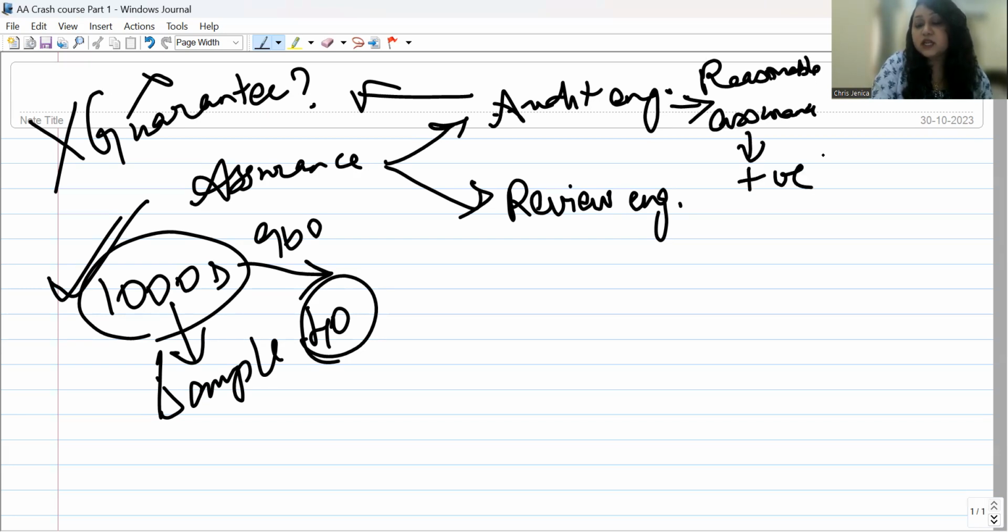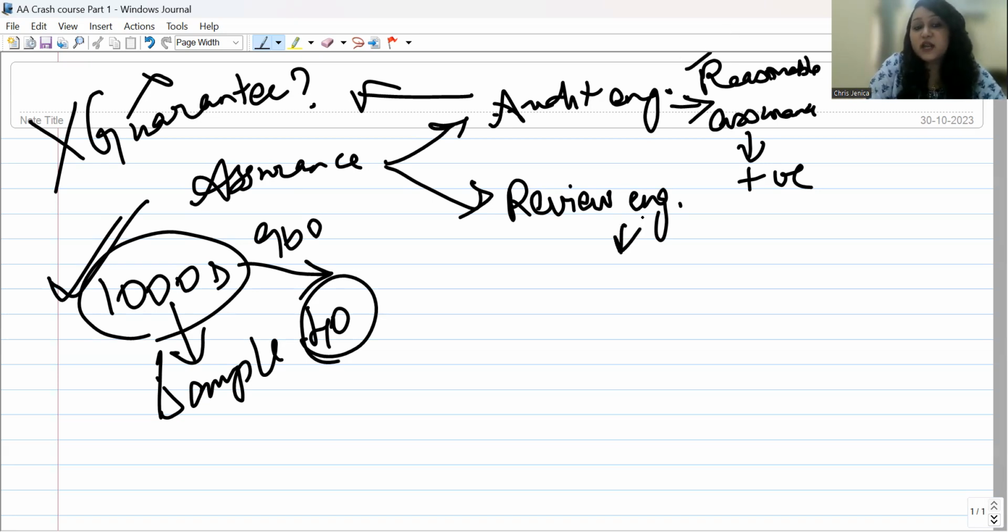Reasonable assurance is normally in a positive form. That is, from the procedures that I have performed, I conclude that the financial statements are not materially misstated. Okay, so they are true and fair. This is the positive way of conveying. Thus, this is called reasonable assurance.